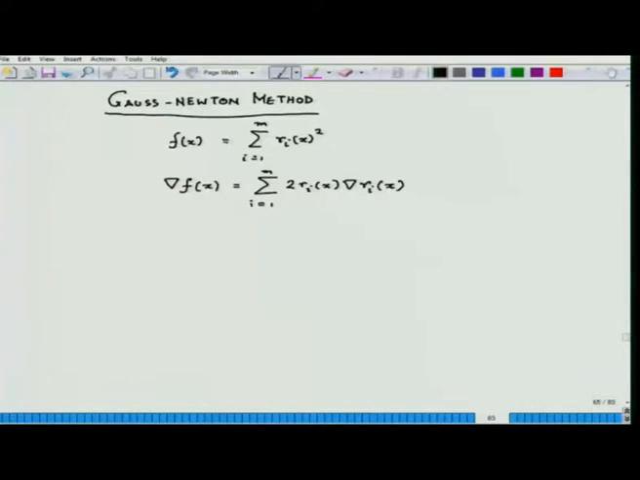You know what the Jacobian matrix is. So, the Jacobian matrix J(x) of the vector R(x), basically taking the gradient of each R_i(x). Let me write down the Jacobian matrix. The Jacobian matrix is a matrix whose first row is the gradient vector of R_1(x), now written as a row vector.